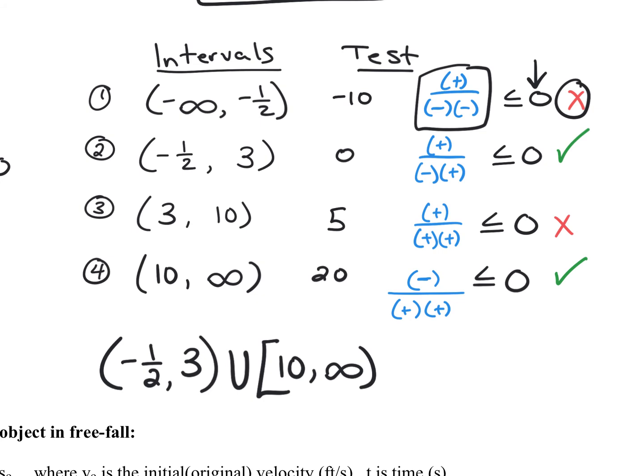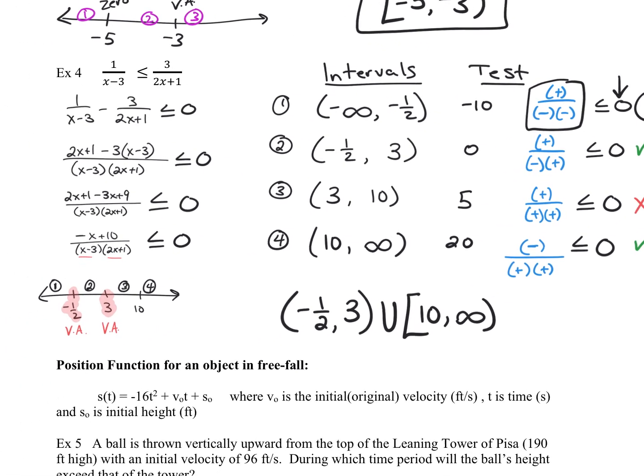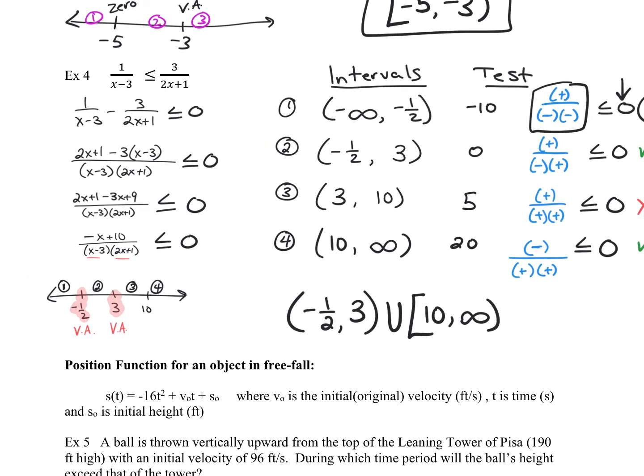I work my way through, and I find that the second and fourth intervals are both legitimate. Again, I need to pay attention to what those endpoints represent. That's why I highlighted those on our number line. -0.5 and 3 are both vertical asymptotes, so I want to exclude those from my solution set.